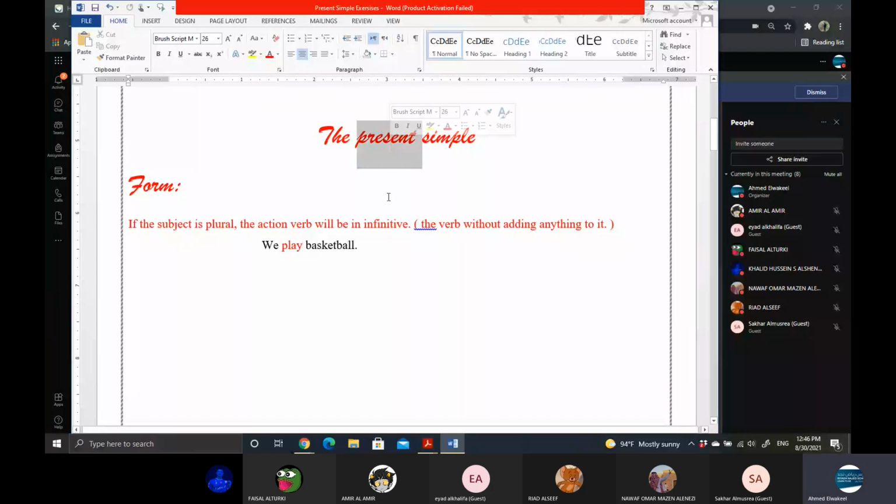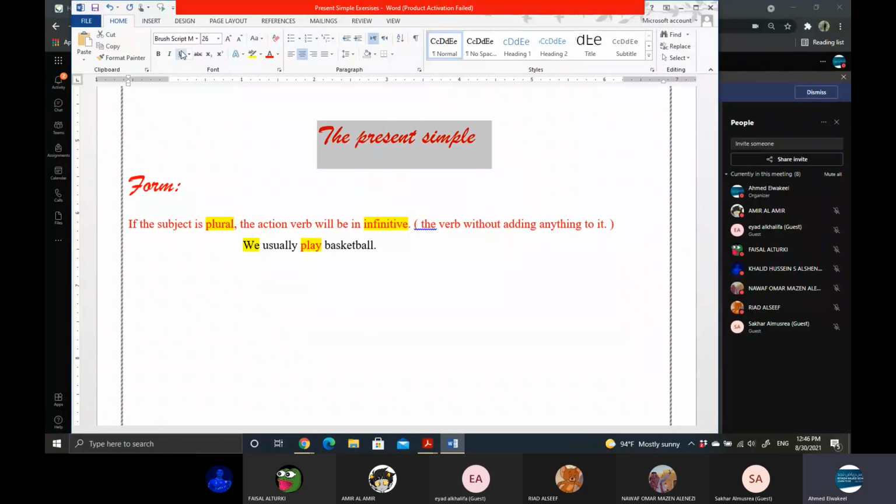We played basketball yesterday, that's in the past. But we usually play basketball. So that's a habit, something that always happens. So once again, if the subject is plural, you bring the verb in infinitive. Plural we, infinitive play. Okay? So I don't say we played. I don't say we are playing. That's another tense. But we're speaking about the present simple.